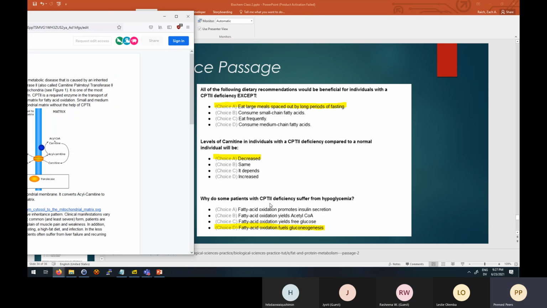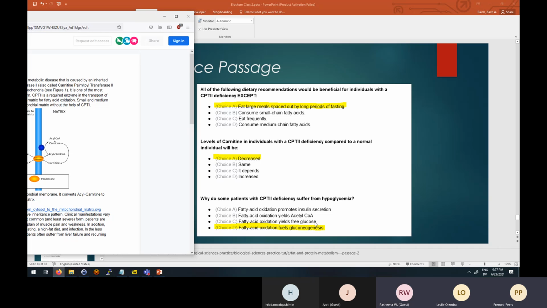Why do some patients with CPT2 deficiency suffer from hypoglycemia? Did anyone get this right and want to explain it? I thought this was the hardest question. I got it right. So I learned this in Biochem 2. So I know that gluconeogenesis is where you're producing glucose. Glucagon, I think that's how you say it, upregulates gluconeogenesis.